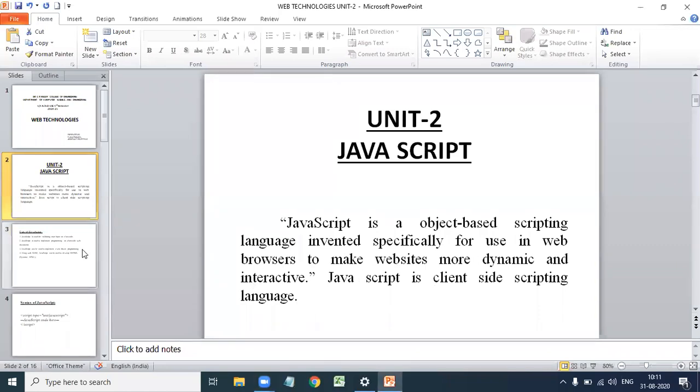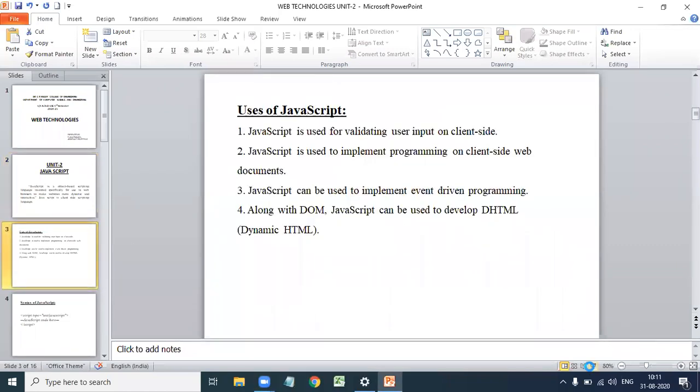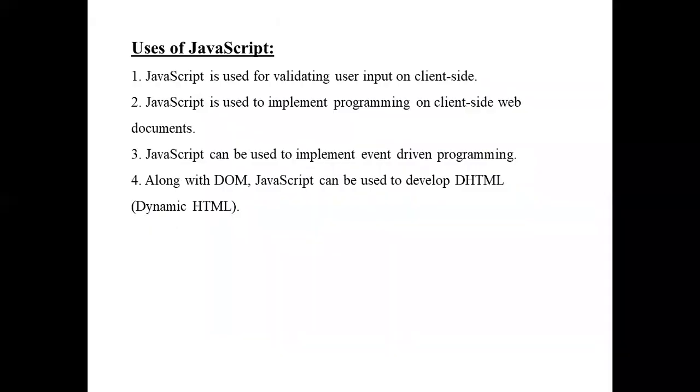Next we see the uses of JavaScript. JavaScript is used for validating user input on the client side. The next use is, JavaScript is used to implement programming on the client side. Next, JavaScript can be used to implement event-driven programming.